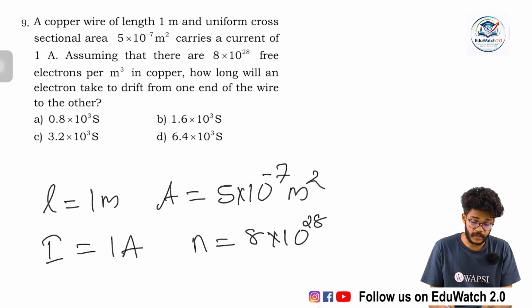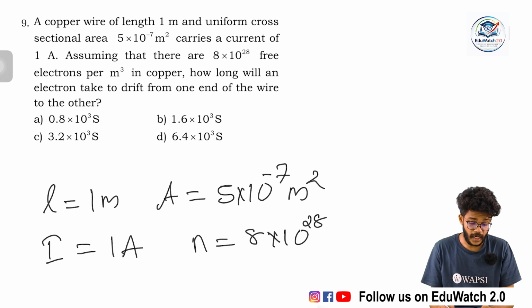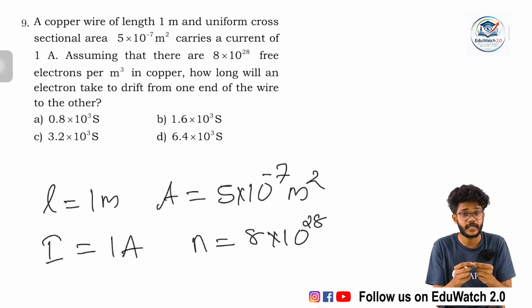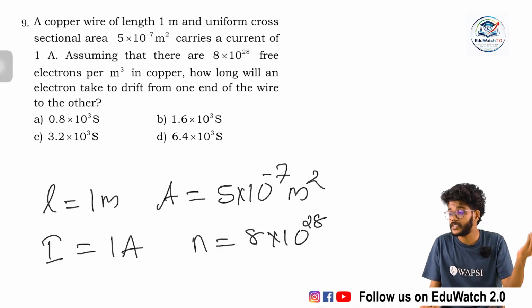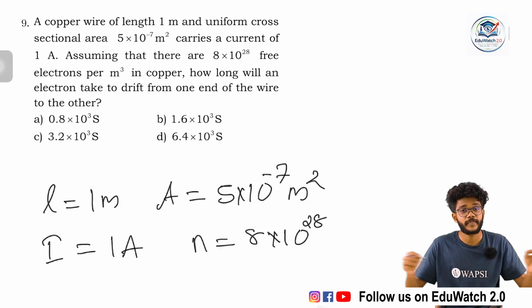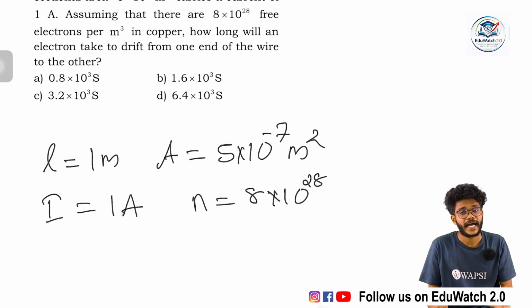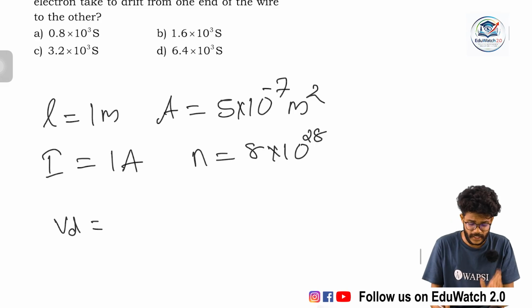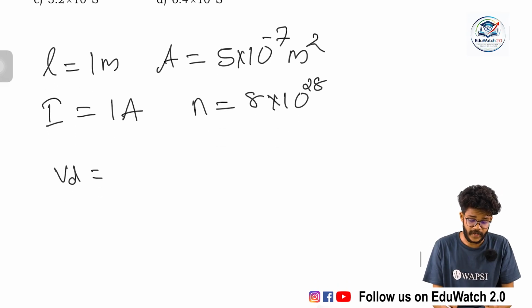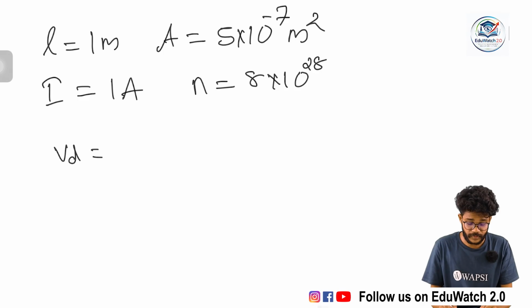How long will an electron take to drift from one end of the wire to the other end? That means in a 1 meter length of wire, this much time is required for an electron to travel from this position to this position. Actually, we want to find how much time. We know that the electron has a velocity, called the drift velocity. We have the speed and we have to find the time.